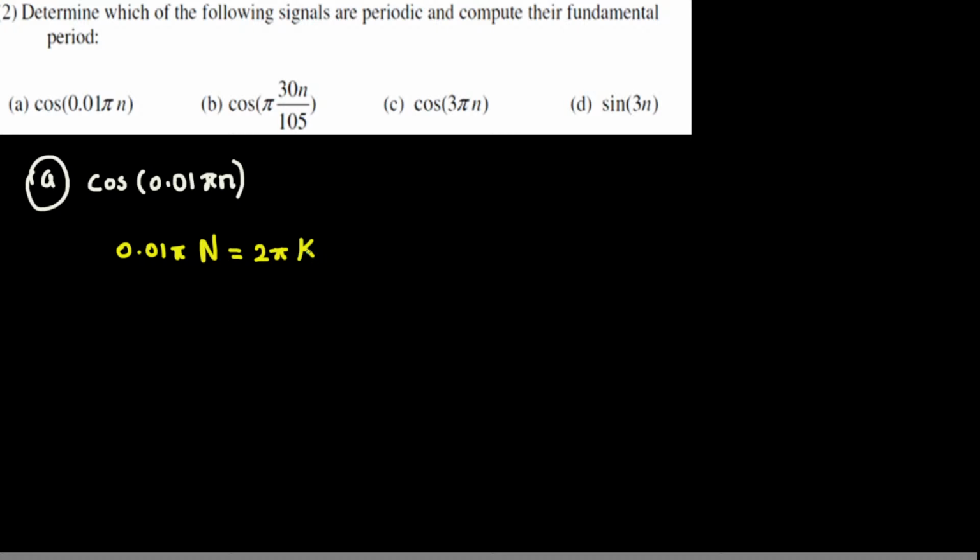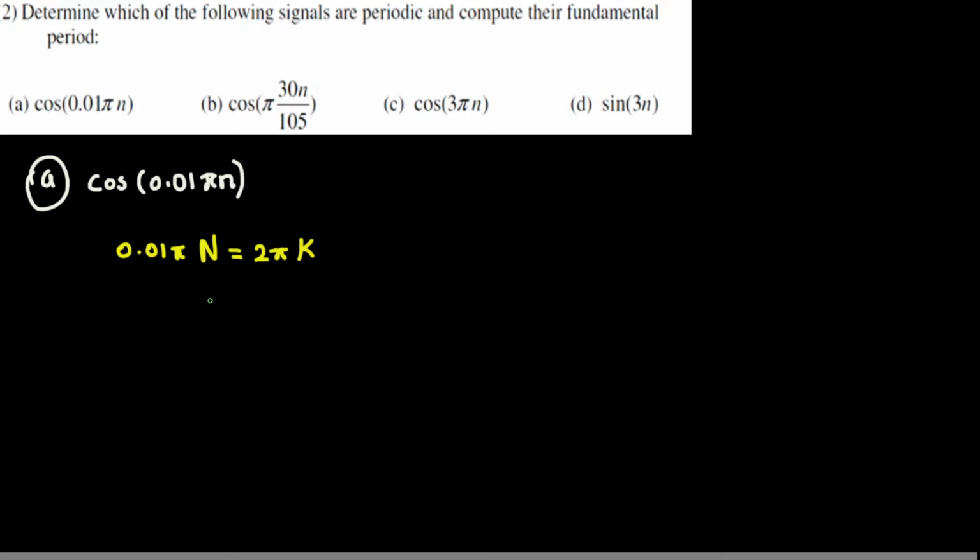What I have to do here is put any integer for k starting from 1 and see if I can get a whole number. If I get a whole number, it means the period exists. If I cannot get an integer, the period doesn't exist. That's all we have to know. And if I get a whole number, that's the period. For example, if I put 1 here, what will happen?